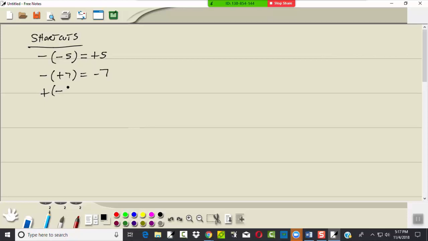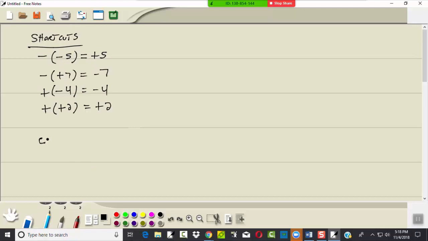If you got a positive, parentheses, negative, then that gives you a negative. And if you got a positive and a positive, that's going to give you a positive. Really easy to know when to use these, because if the signs are the same, it's positive. If the signs are different, it's negative.